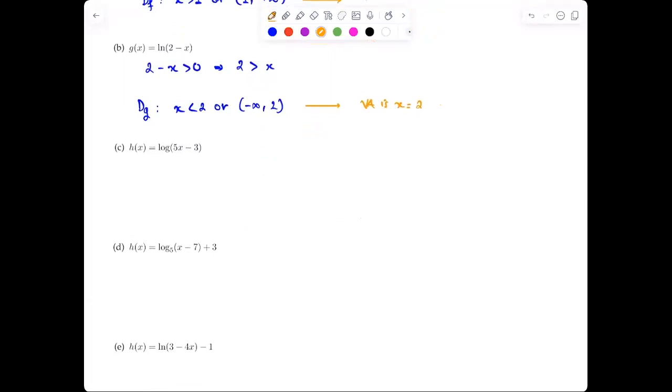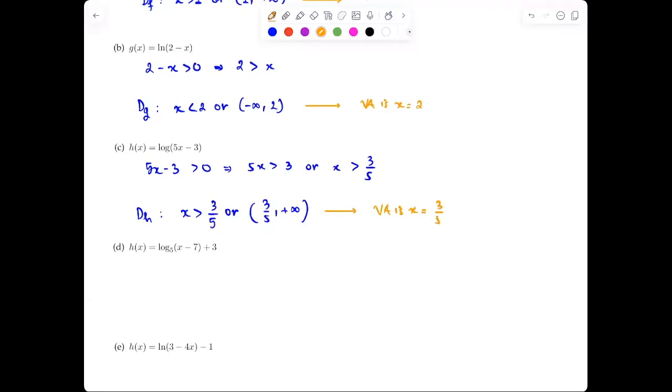The next function is the common log function, log base 10 of 5x minus 3. So 5x minus 3 is greater than 0, or 5x is greater than 3, or x is greater than 3 over 5. The domain of the function h is x greater than 3 over 5, or from 3 over 5 to positive infinity. And you can also conclude that the vertical asymptote is x equals 3 over 5.